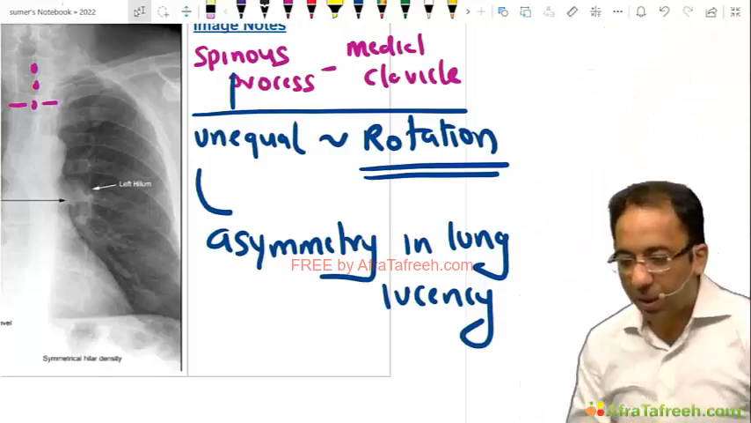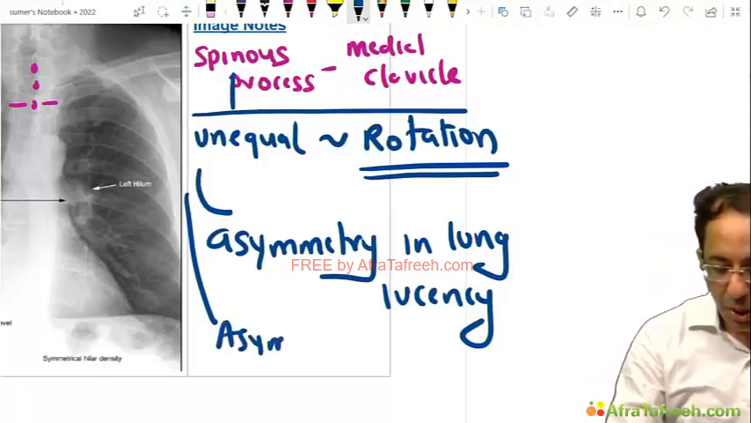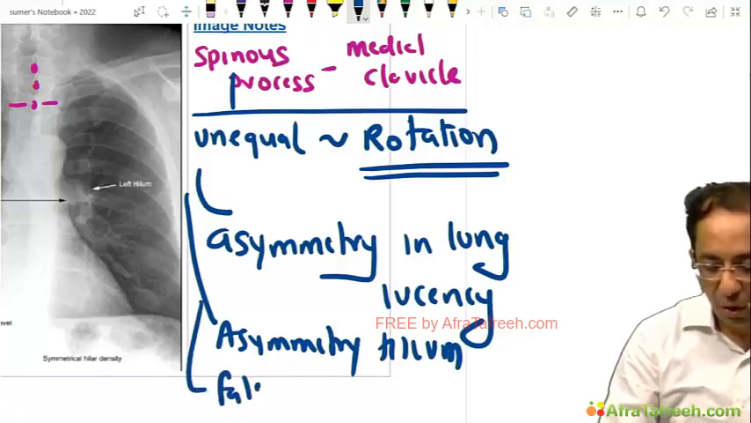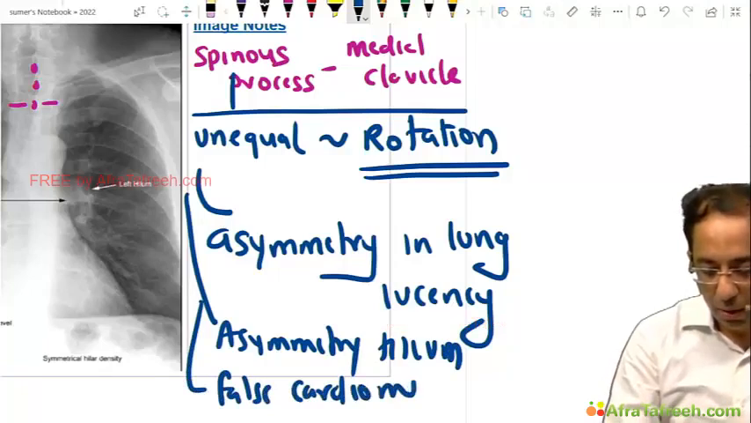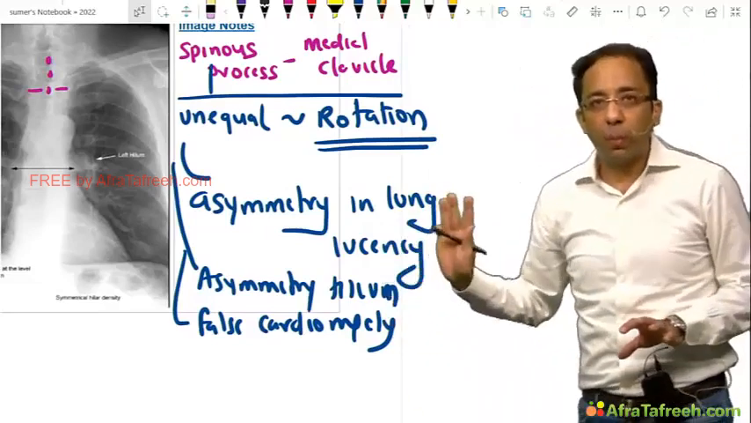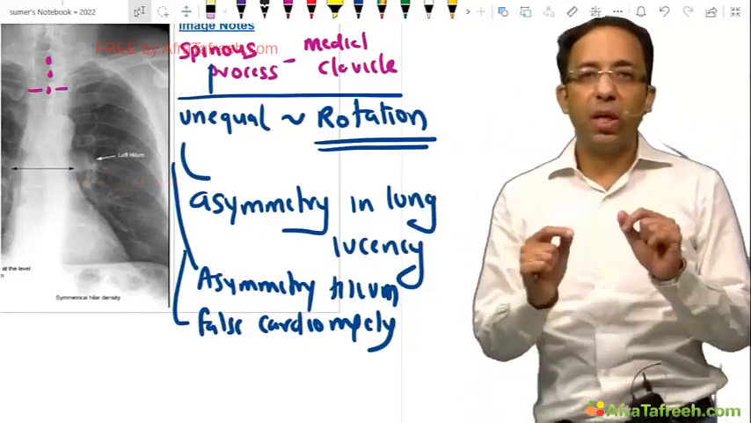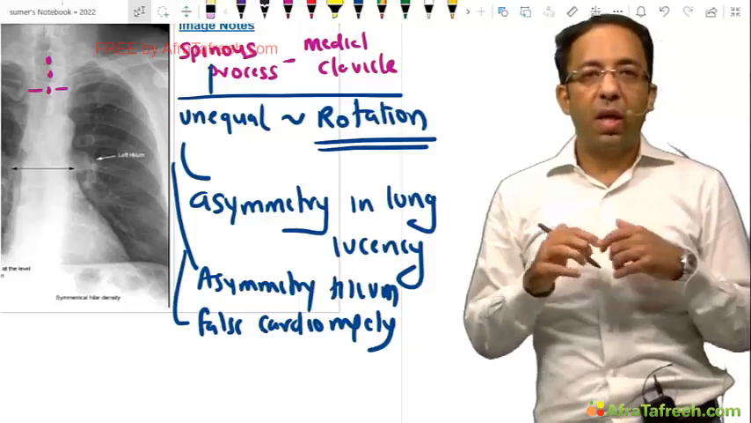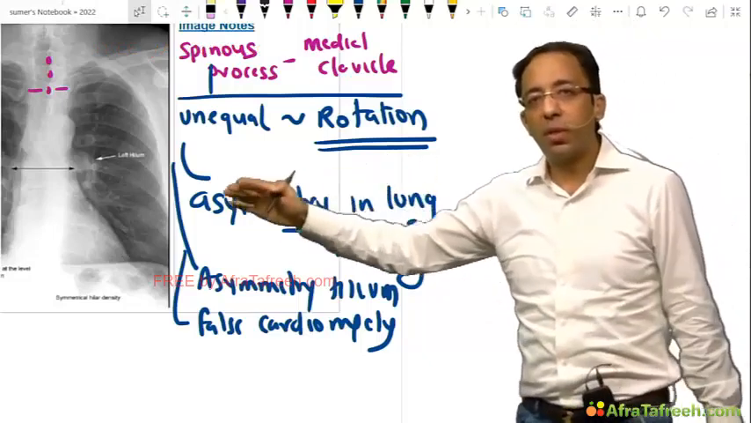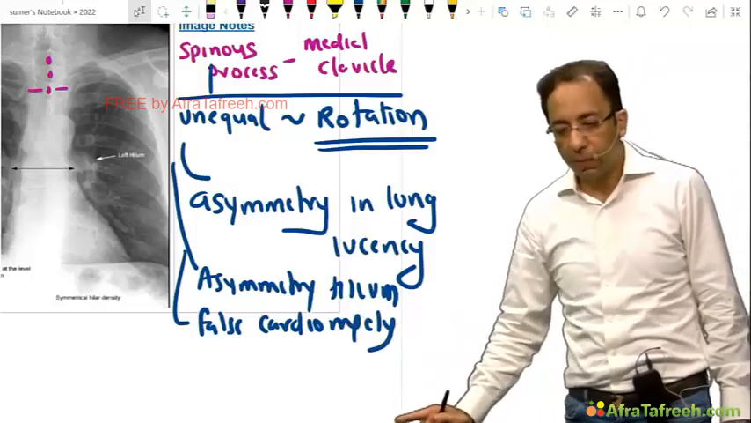Second thing is it might lead to asymmetry in the lung hilum, and it might lead to a false cardiomegaly. Okay, I'm again repeating. The only three things you need to know. First thing is I look at the X-ray and I measure the distance between the spinous process and clavicle. If it is unequal, I assume that there is rotation. So I know that it can lead to asymmetry in lung lucencies, it can lead to asymmetry of hilum, it can lead to a pseudocardiomegaly.